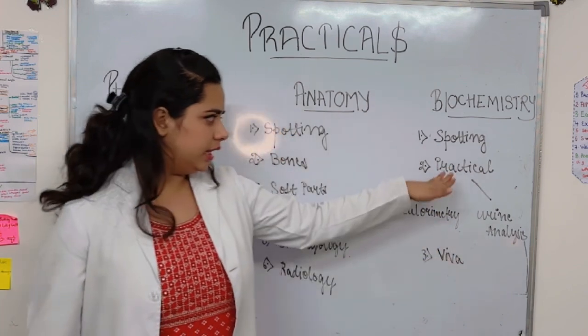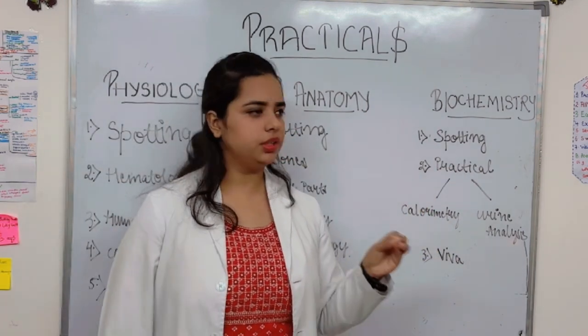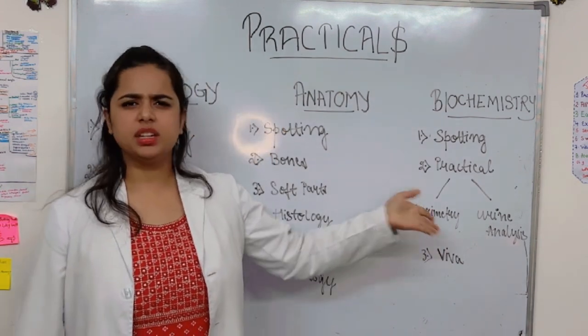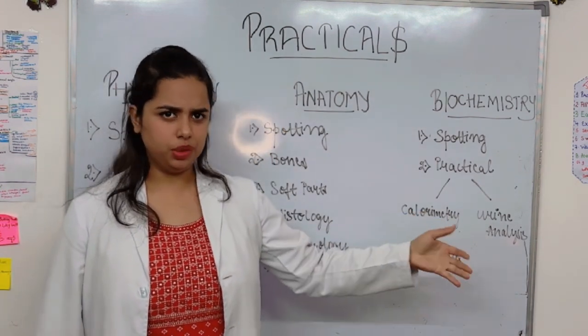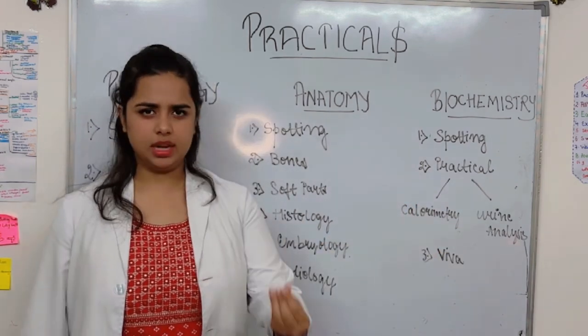After that, in this practical only, you have a Viva. The examiner comes to your seat and can ask what type of question was given to you about your colorimetry and urine analysis, and then you need to tell the particular answer.